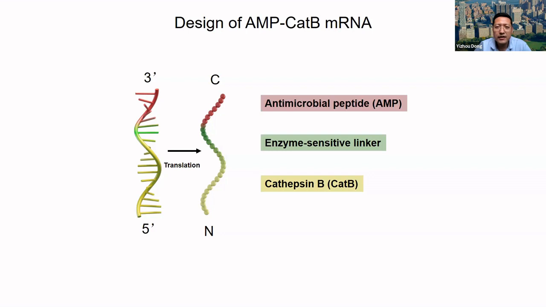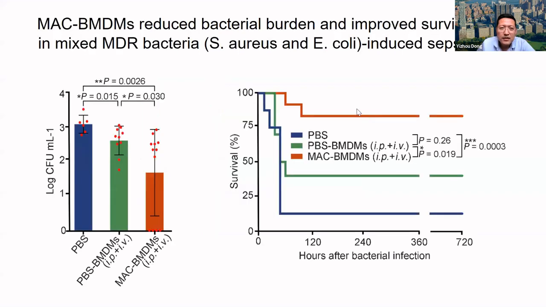Then we produced this messenger RNA and tested it in different bacteria-infected cell models, and we found that they did show very nice antimicrobial activity. And then we moved to animal models to test the efficacy. We established a sepsis mouse model. This is well established in the literature, and we try to mimic the human sepsis condition.